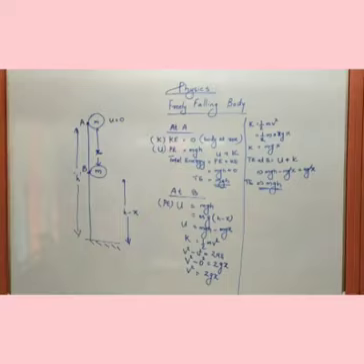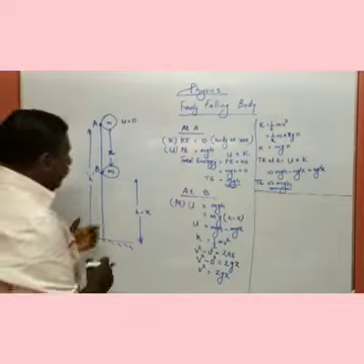Then total energy at B is gravitational potential energy plus kinetic energy. We know the value of U, that is mgh minus mgx, plus the value of K, mgx. That plus mgx and minus mgx cancel. Then we will get total energy is equal to mgh.